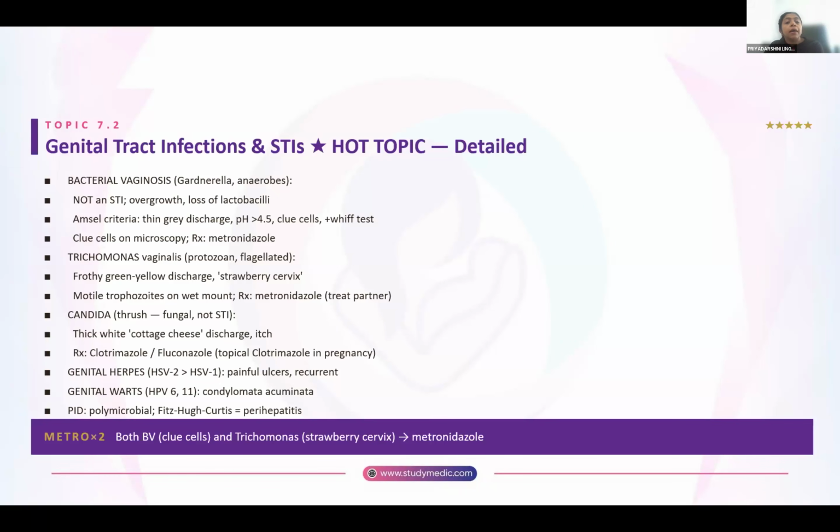Now coming to pelvic inflammatory disease. Pelvic inflammatory disease is generally polymicrobial, that is, multiple organisms will be seen. Now, one syndrome that is seen in PID is your Fitz-Hugh-Curtis syndrome, which is nothing but perihepatitis, and this is classically seen with chlamydia infection.